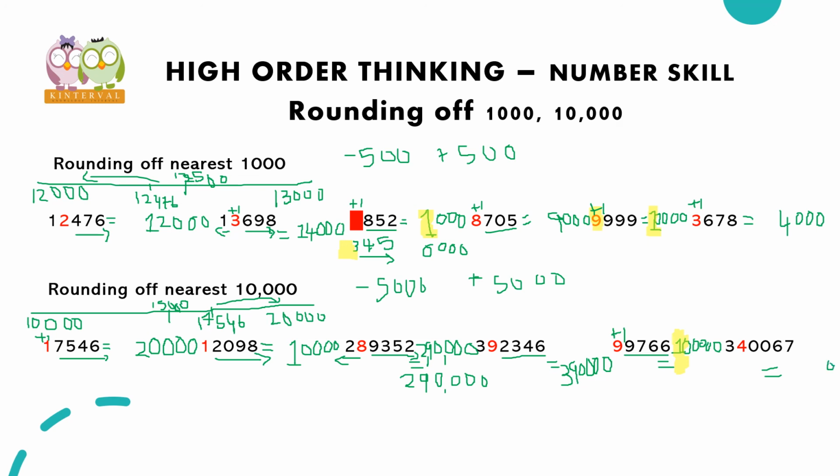Here is the last one. We will make 0 for 10, 100, 1000, 10,000, and 67 is very much less than 5000. So we will not make any changes to 4, and 3 will also stand as it is. I hope this concept is very clear to you.